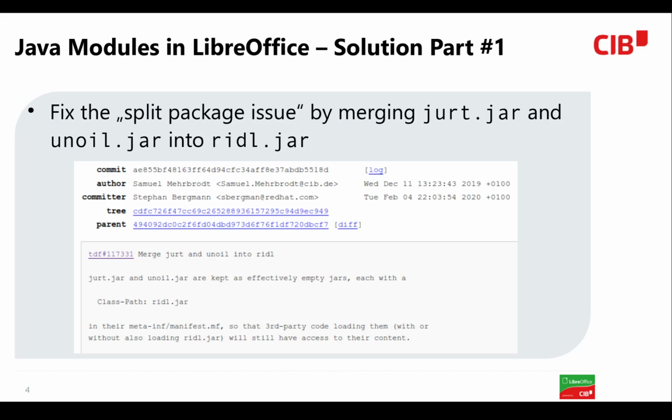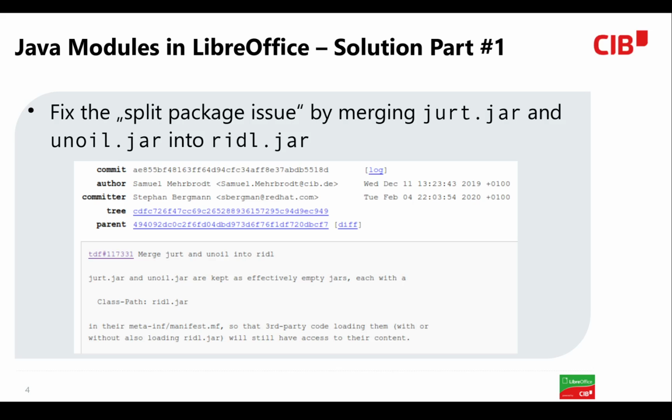So what did we do in LibreOffice? The first step was to merge those jar files which had shared packages or split packages. In this case, it was jurt.jar and unoil.jar. Those two were merged into ridl.jar.